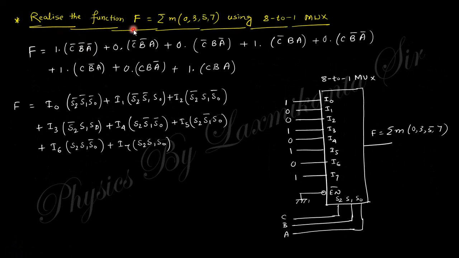Next is realizing a function using an 8 to 1 multiplexer. This is the function, where minterms 0, 3, 5, 7 are 1 and the others are 0. So you take I0 as 1, I1 as 0, and so on. You apply these values to the multiplexer, and you will obtain this output, right?